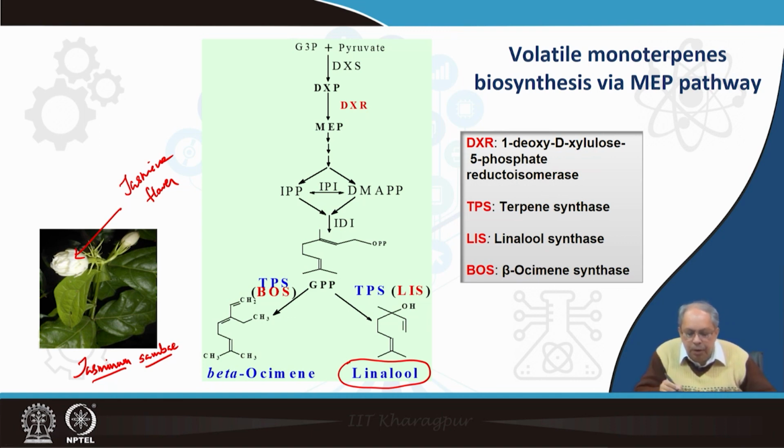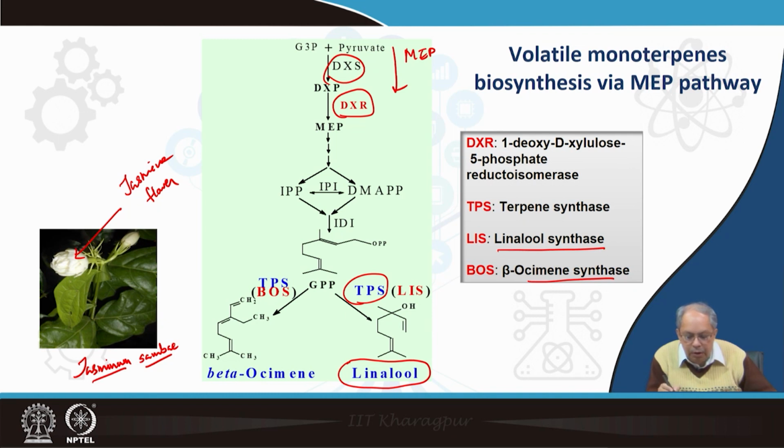And this is the MEP pathway, which ultimately constitutes the monoterpene. DXR and DXS are the two rate limiting enzymes, and here is the terpene synthase. Terpene synthase is a big class of enzymes, where multiple terpene synthase enzymes exist, such as LIS, which stands for linalool synthase, and BOS, which stands for beta ocimene synthase. Both are terpene synthases. These are the major monoterpenoid components of jasmine.